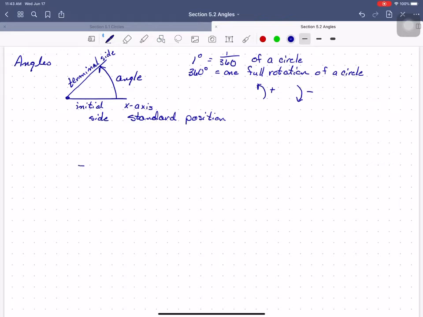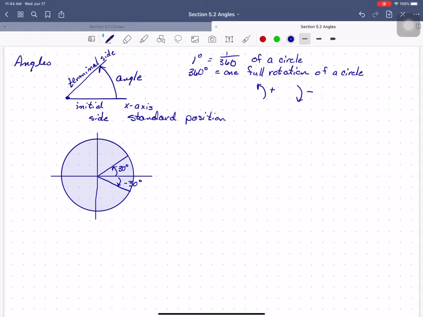So, for example, let me do it this way. If I draw a circle, and I'm just centering my circle at the origin, this line is approximately a 30-degree rotation. This one is negative 30 degrees.